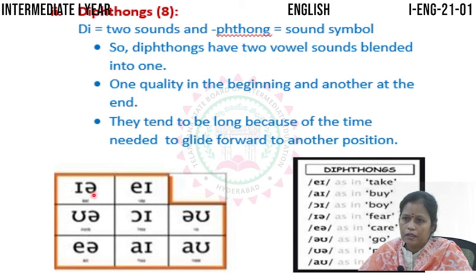Two monophthongs coming together. The time taken to move from one sound to another is more than in monophthongs. So inside diphthongs, two monophthongs combine and are heard as one sound. It starts with one sound and ends in another. Here, it starts with this sound and ends with that sound.